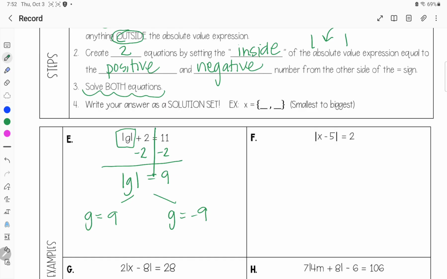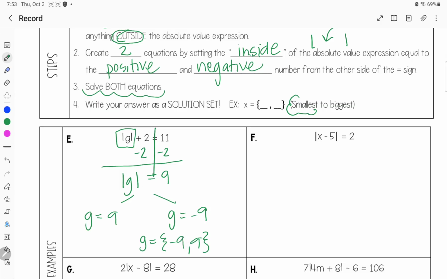In this case, g would equal, and we have our brackets. It's important that you understand it's smallest to biggest. So our smallest number is -9, so that's going to go first, and 9. Those are the two that are there. You'll notice they're not just parentheses because a parenthesis indicates an x and a y value, but these are saying both of these values can be g. G is equal to both of these.